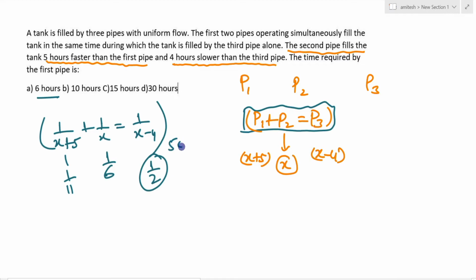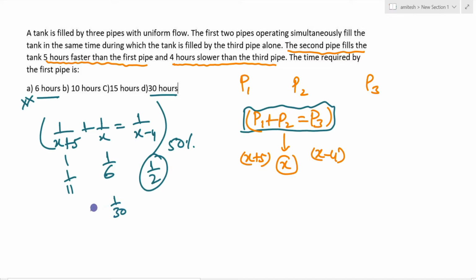1 by 2 is 50%. And at any cost, 1 by 11 is 9.9% and 1 by 6 is 16.66%. So you will not get left hand side 50%. So the first option will be straight away ignored. If you put x is equal to 30, what will you get?